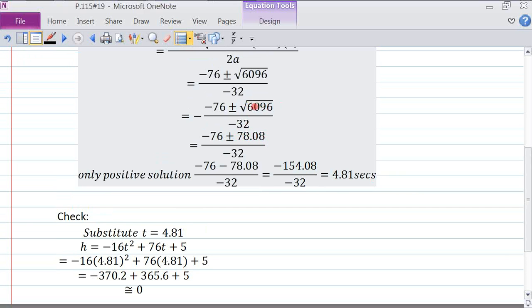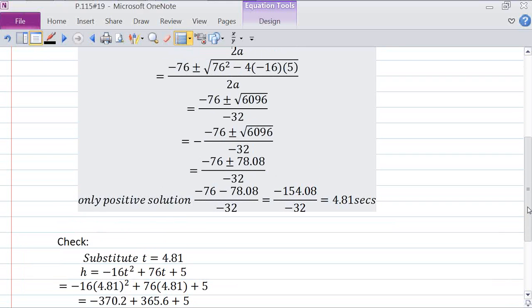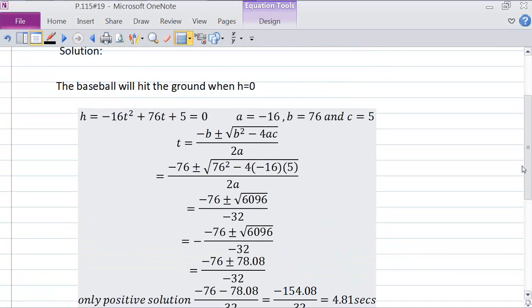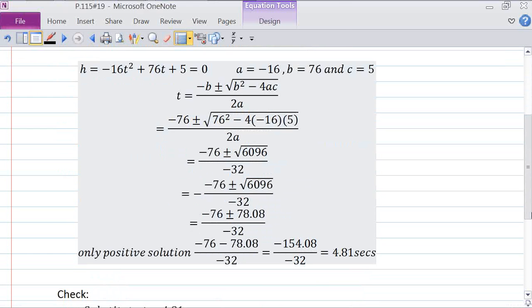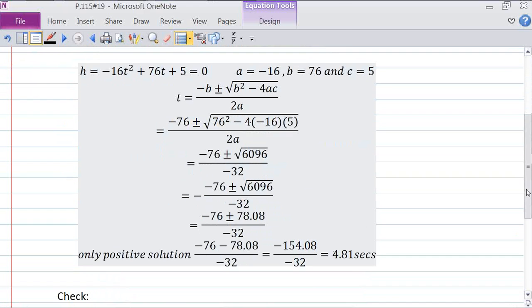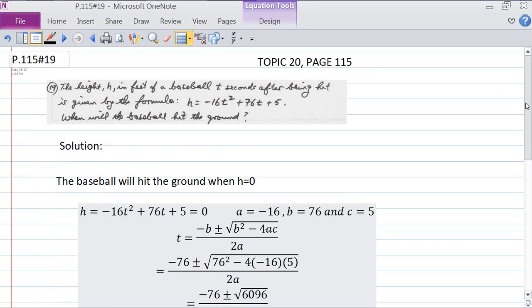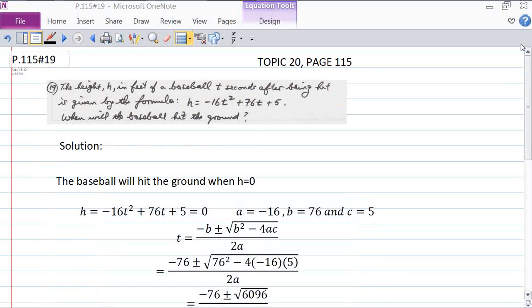The square root of 6,096 is an irrational number. So what we've done here is shown that for this problem, the ball will attain a height of 0, which means it hits the ground when t equals 4.81 seconds. And that completes our discussion of the problems that we're going to do on page 115.